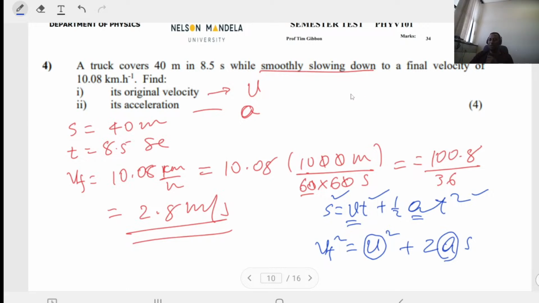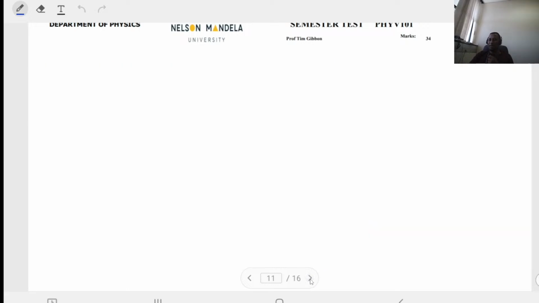It's an average. Can I go like this? What if I say the total displacement must be the final velocity plus the initial velocity over 2, which is average times time? I can't, because this thing is smoothly slowing down.